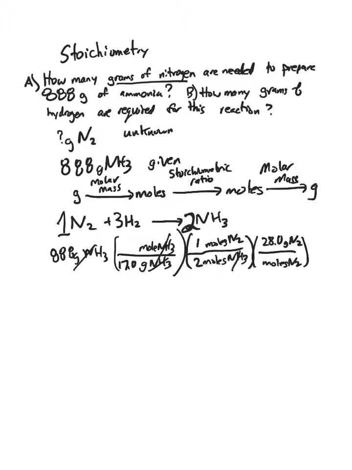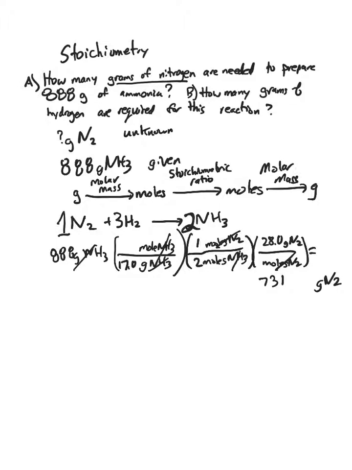And so I'm very careful with my units. I'm putting in my units of grams and moles, and also a descriptor of what goes with those grams and moles. So moles nitrogen divided by moles nitrogen gives us grams of nitrogen. So 888 divided by 17 times 1 divided by 2 times 28 would give me 731 grams of nitrogen.